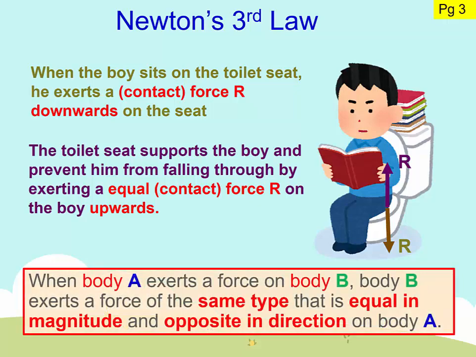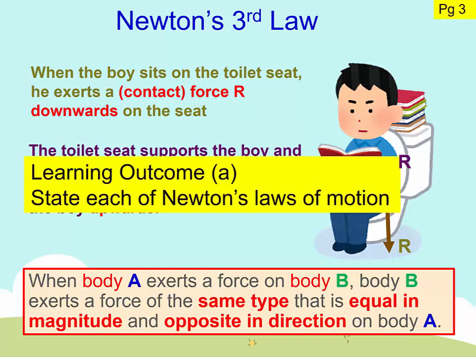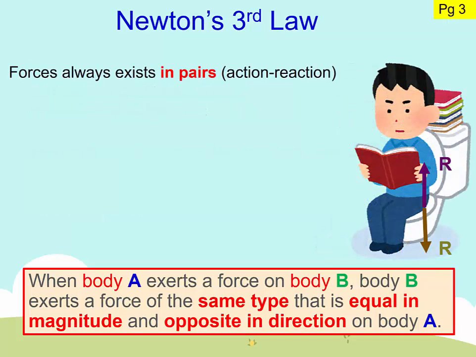You have to memorize this. Newton's third law states that when body A exerts a force on body B, body B exerts a force of the same type that is equal in magnitude and opposite in direction on body A. This is the learning outcome. You have to memorize Newton's third law. Now, let's look at third law in detail.